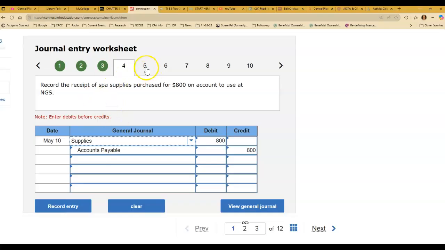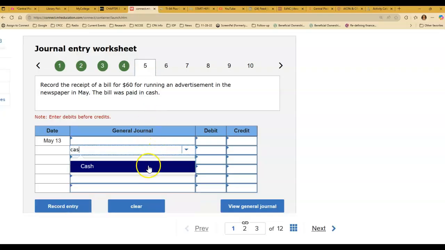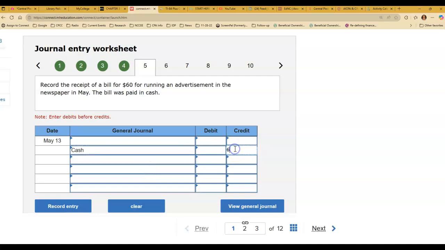Okay. Number 5. Record the receipt of a bill for $60 for running an advertisement in the newspaper in May. The bill was paid in cash. Good. Cash. So cash is going down by 60. Again, if that's all you got, go with it.